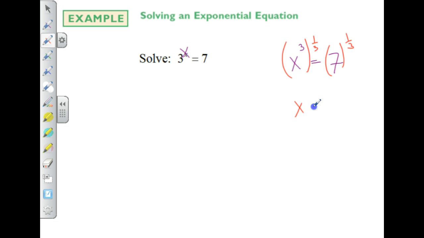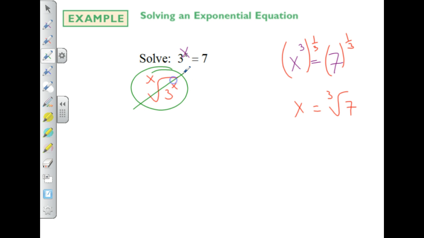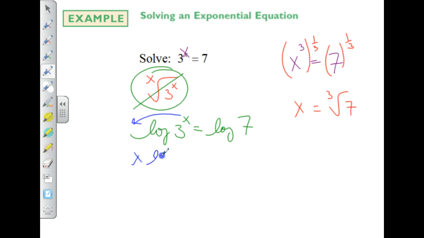But if it's a variable exponent, then I can't take the x root. There's no such thing as the x root of something. So I can't do this. So what do we do? We come up with a log definition. I can do anything I want as long as I do it to both sides, and I'm going to choose to log both sides. Once I've done so, I can bring that x down out front. And last step is to divide by the log of 3.